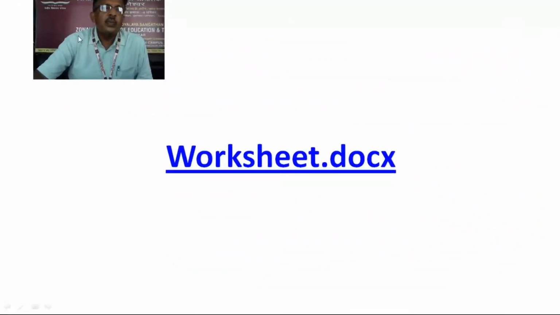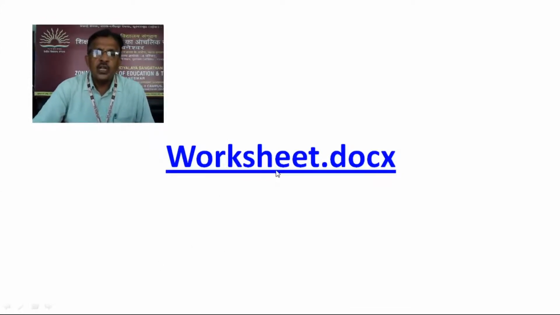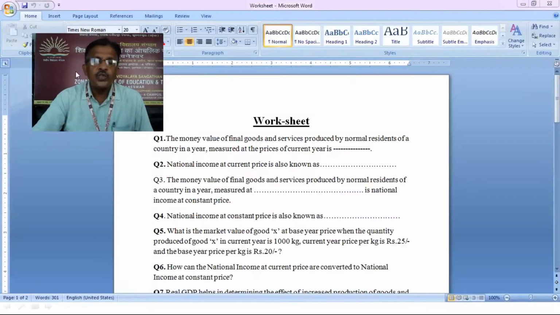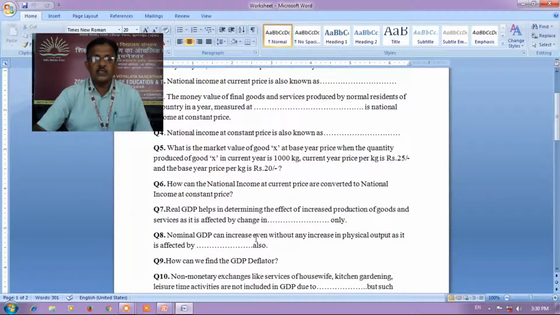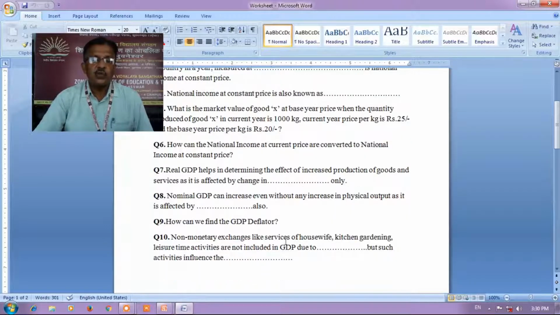So, please do this worksheet. Please open your notebook and note the answer to each question and verify the solution given in this worksheet. You go through these questions, I am not reading them out. You have to fill in the blanks with the appropriate answer, or give a sentence or two for the direct question. Suppose the question is how can we find the GDP deflator. You have to give the formula to find the GDP deflator. So let us verify the answers.